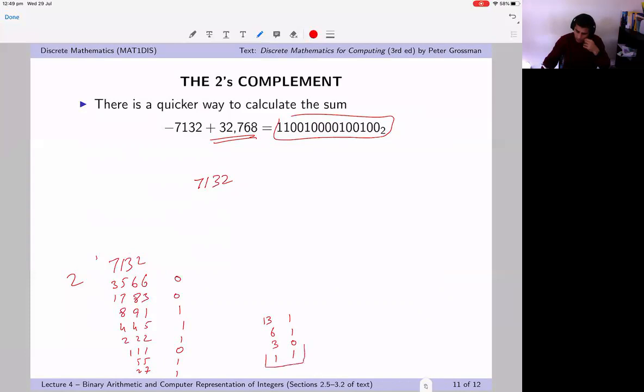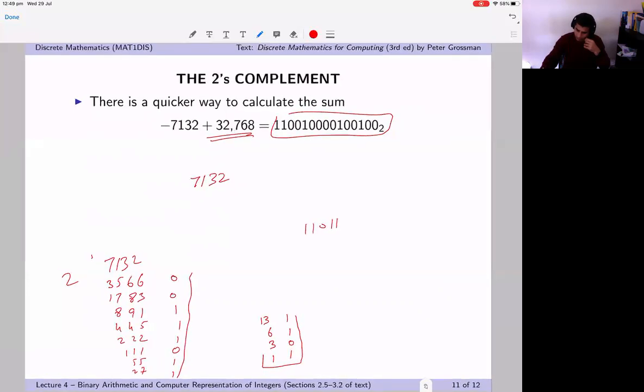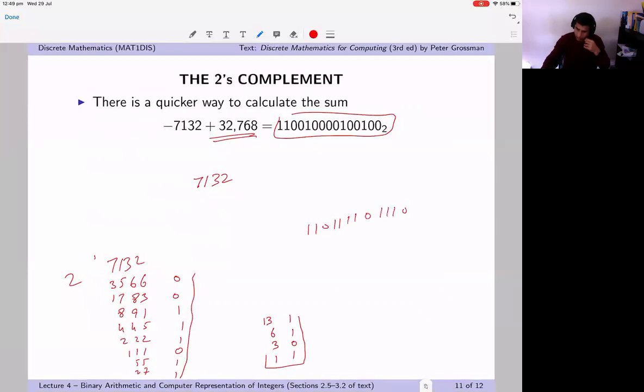So I would start from here. I have 1, 1, 0, 1, 1, and then I would go all the way: 1, 1, 0, 1, 1, 1, 0, 0. So this is, so far, the binary representation of 7,132. Let's count digits: 1, 2, 3, 4, 5, 6, 7, 8, 9, 10, 11, 12, 13. So these are 13 bits, but I want them to be 15 bits, so I would then add zeros in front.